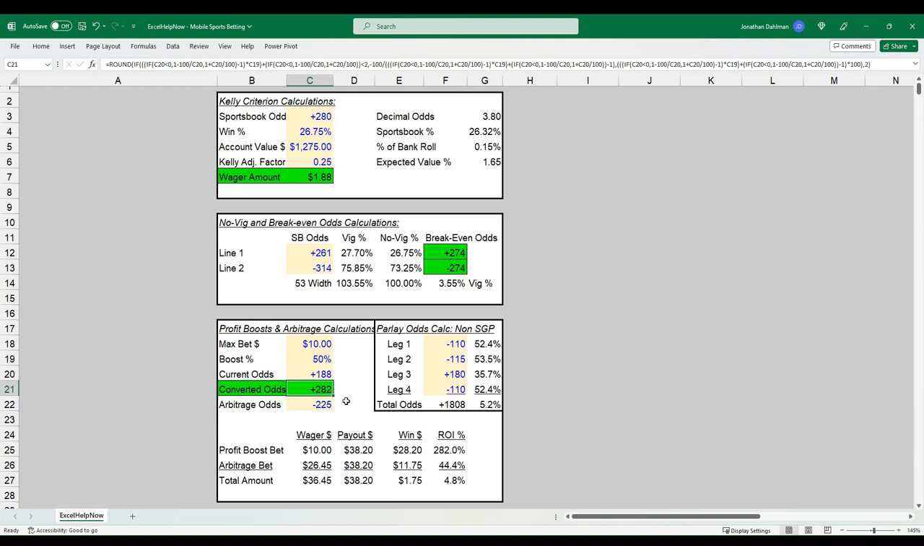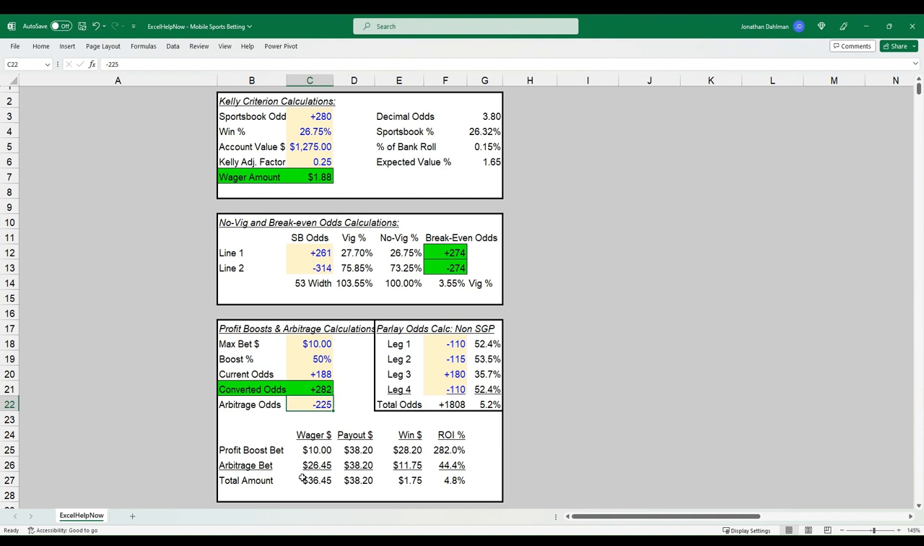And then what I like to do is you can actually use this to do a same sportsbook arbitrage opportunity. So let's say this is an MLB example, and I know I get a 50% boost. I'm getting plus 188 on the underdog. And then I see, say, the money line on the favorite, minus 225.